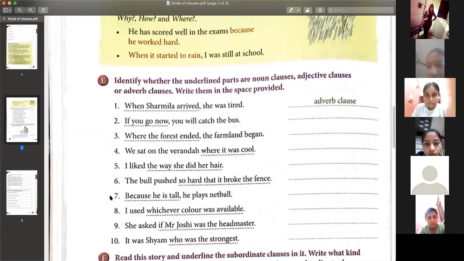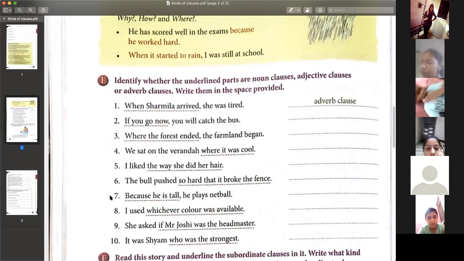Understood now what are clauses? What are the kinds of clauses? Class 6B, any doubt now? 8th, 9th, 10th will be homework. Yes, Srijanya. Ma'am, adverb clause.